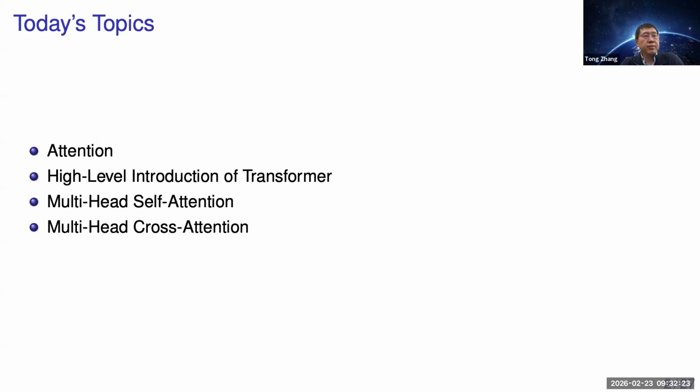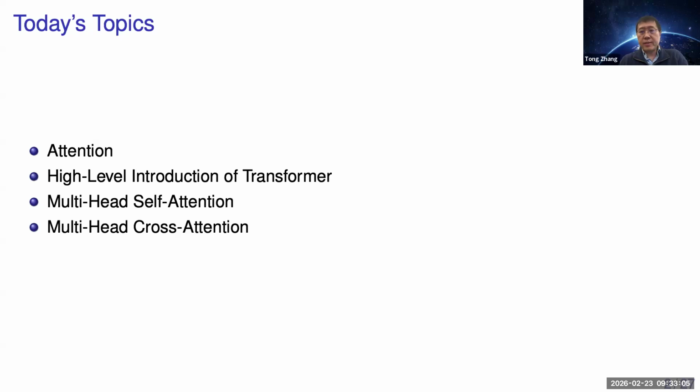Basically, there are two things in the original transformer paper: self-attention as well as cross-attention. Those will be the topics today. Today we'll focus on attention mainly. Next time we will talk about the transformer more generally. We assume that we know multi-head attention, so we will not cover attention next time. We will talk about other issues in the transformer.